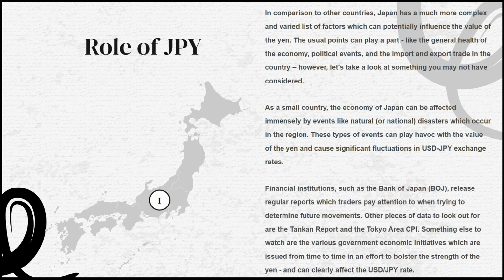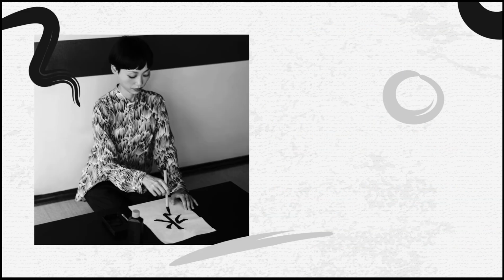Financial institutions such as the Bank of Japan (BOJ) release regular reports which traders pay attention to when trying to determine future movements. Other pieces of data to look at are the Tankan report and the Tokyo area CPI. Something else to watch are the various government economic initiatives which are issued from time to time in an effort to bolster the strength of the yen and can clearly affect the USD JPY rate.